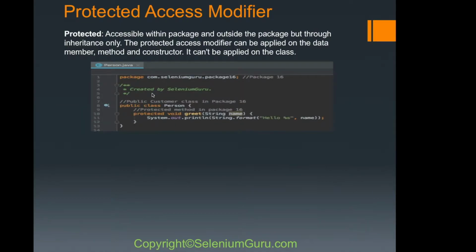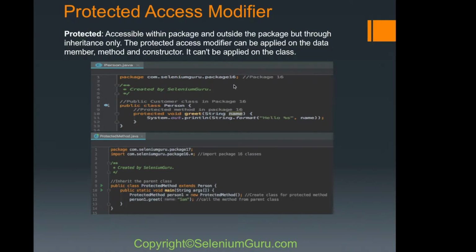So let's say, for instance, I've got this person class in here, and I got this method here, which is protected, because it has this keyword protected. It's the same method, greet, with the same parameter name, and it just greets the person, okay? And it says this person is in package 16. So now I created another method here, protected method, which is in package 17. So now I was able to call this greet method here, right? Only because I was able to use inheritance.